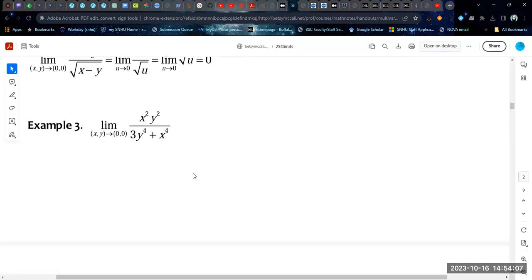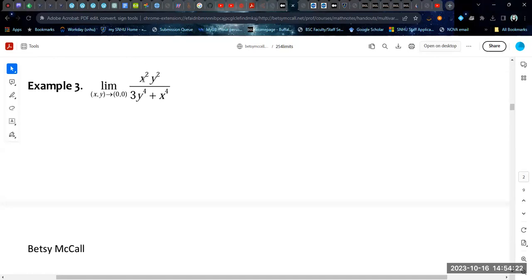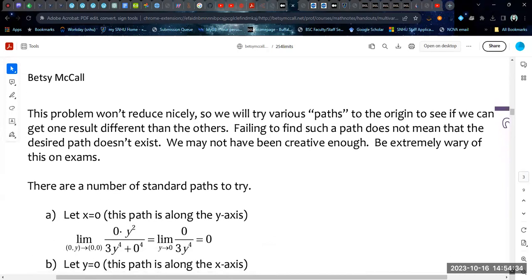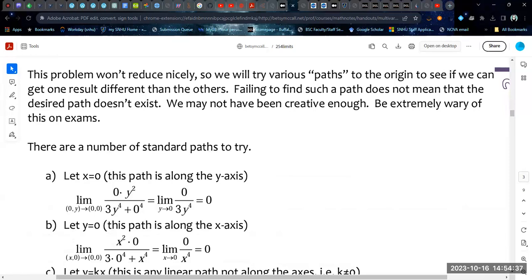Now let's look at a more typical example in two variables where things are not quite as nice as the first two examples. In this case, we have essentially a fourth degree polynomial in x and y in the numerator, and a fourth degree polynomial in x and y in the denominator. And in this circumstance, there's not a nice way to reduce. We don't have a simple substitution that we can make. And so one strategy is that you can try various paths to the origin until you get something that doesn't agree, or you can't think of another path.